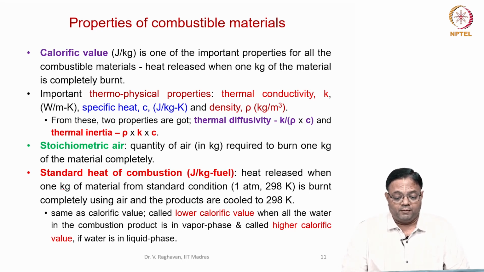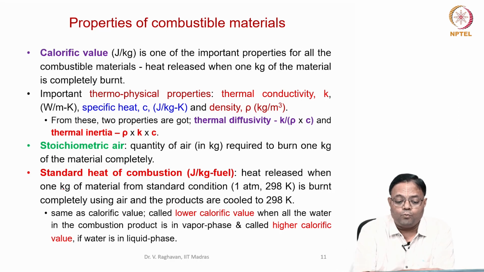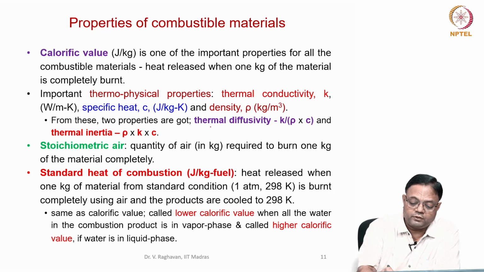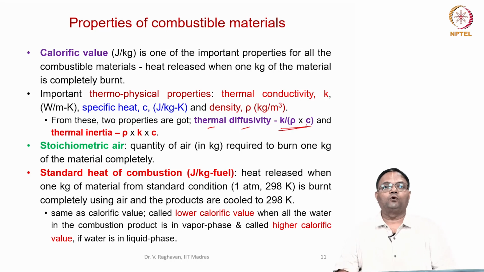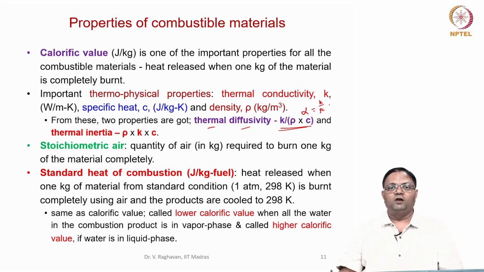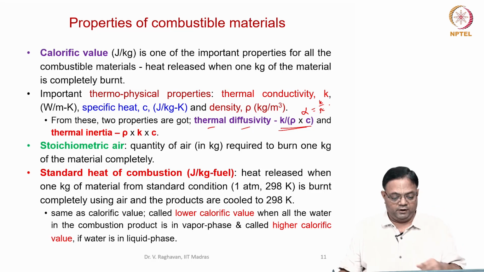From the thermal conductivity, specific heat and density, these three properties, you get two more properties. First one is called thermal diffusivity. Thermal diffusivity is K by rho C. K by rho C is called thermal diffusivity alpha. So, now alpha is an important thermal property.